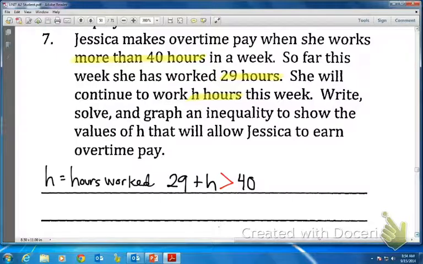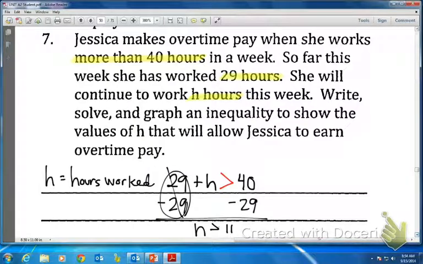Alright, so we wrote it. Now we have to solve and graph it as well. So to solve this, I'm going to use the subtraction property of equality to subtract 29 from both sides. When I simplify, these are additive inverses, so those add to 0. So I get H is greater than 40 minus 29, which is 11. So if she works more than 11 hours, she gets paid overtime.